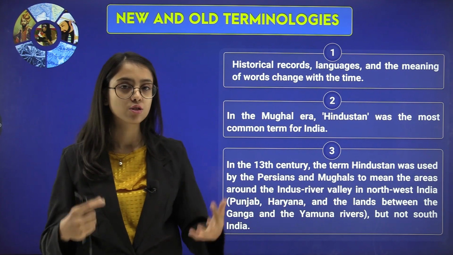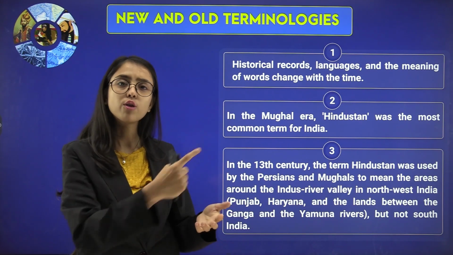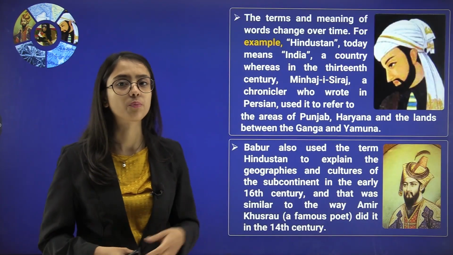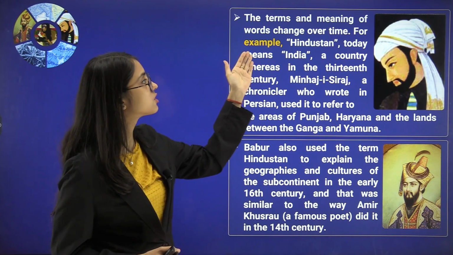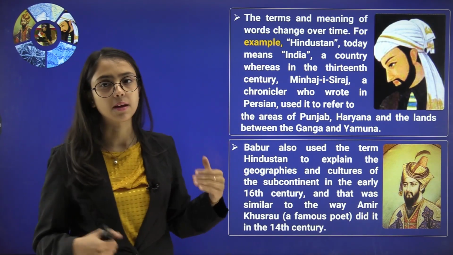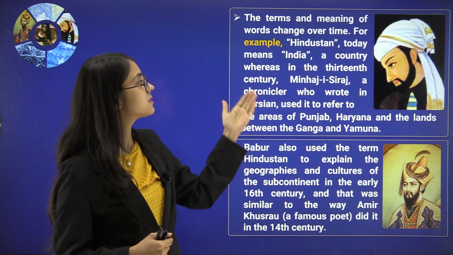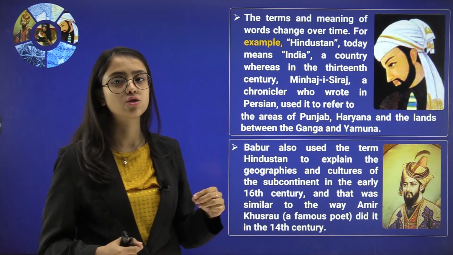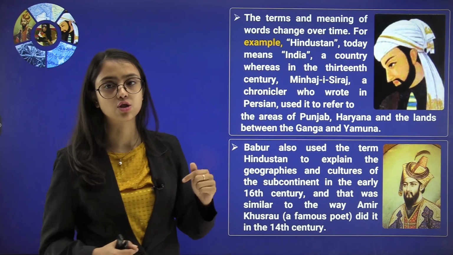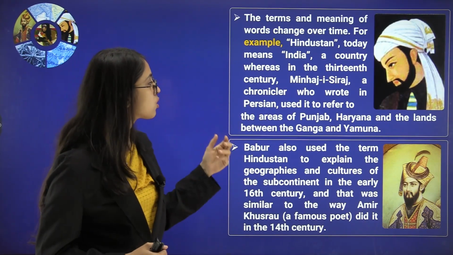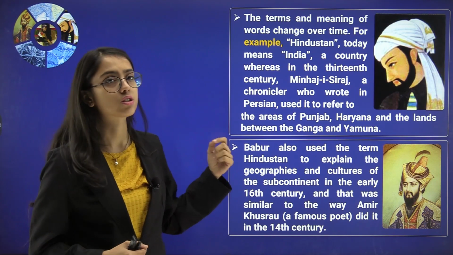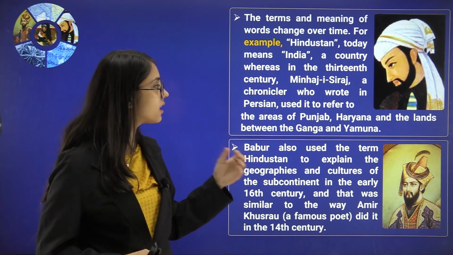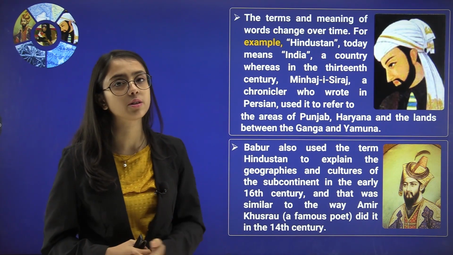But today, Hindustan is referred to as India, for the whole country. So, the terms and meaning of words change over time. For example, Hindustan today means India, a country, whereas in the 13th century, Minhaj-e-Siraj, a chronicler who wrote in Persian, used it to refer to the regions of Punjab, Haryana and the lands between Ganga and Yamuna.